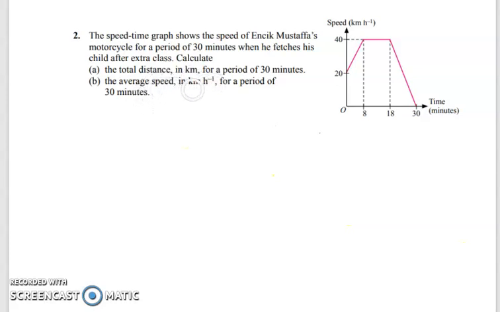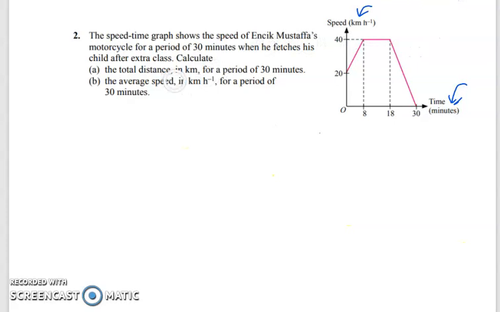Calculate the total distance in kilometer for a period of 30 minutes and the average speed in kilometer per hour for a period of 30 minutes. So now have a look at our graph. If you notice that our graph here, the unit of speed is kilometer per hour and the unit of time is in minutes. Therefore, when we want to do our calculation later, we must convert the time to hour.